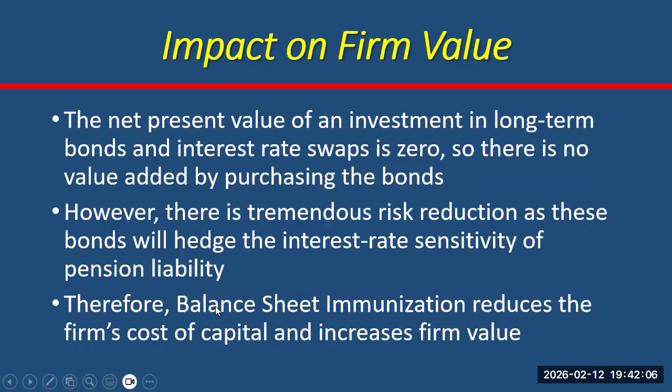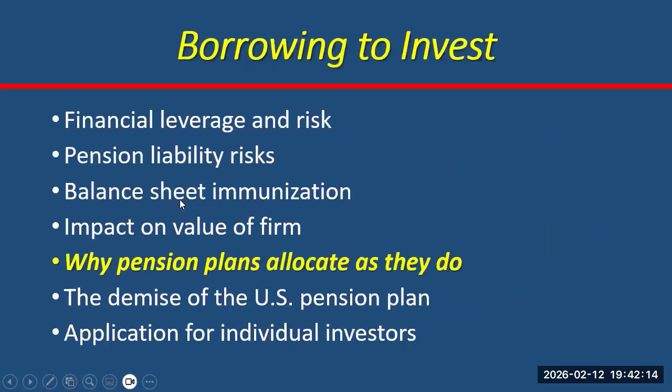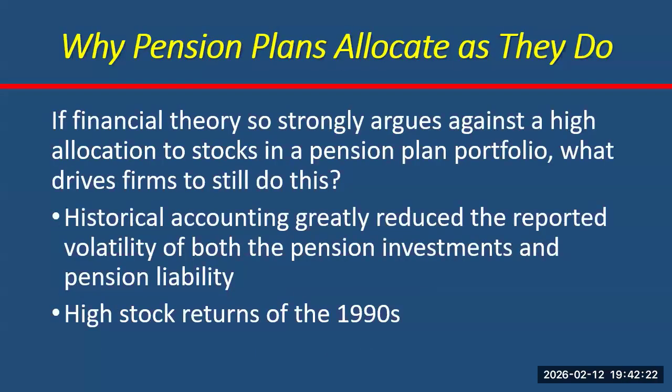So the balance sheet immunization reduces the firm's cost of capital, increases the firm value. So we just already said that one. So why do pension plans do this if it doesn't make theoretical sense? So part of it we've already talked about, the historical accounting made pension plans look a lot riskier than they really were.